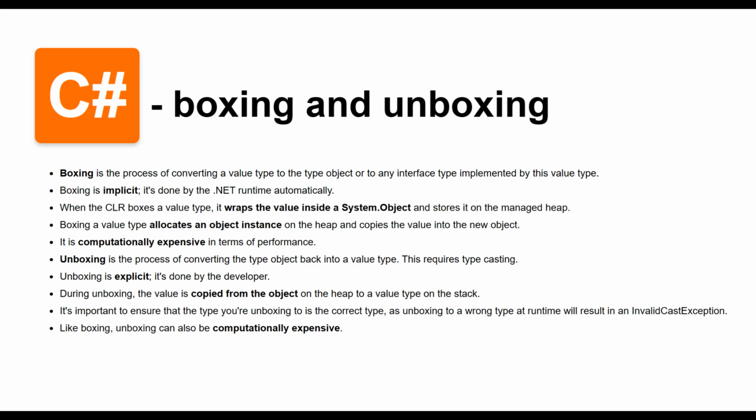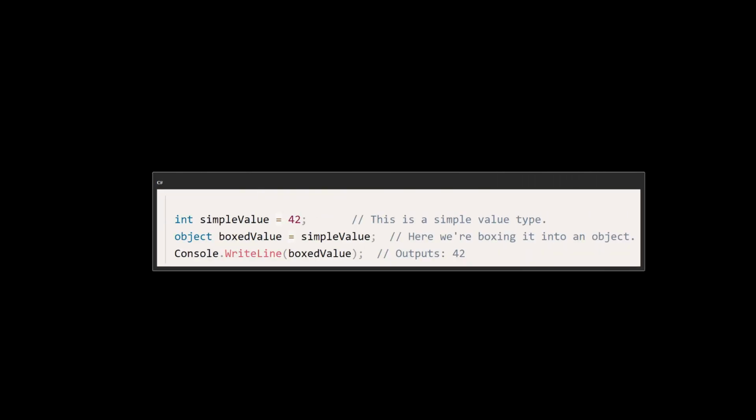Here's an example. In this example, simple value is an integer, but we boxed it up into boxed value, which is an object. Now we can treat it like an object.